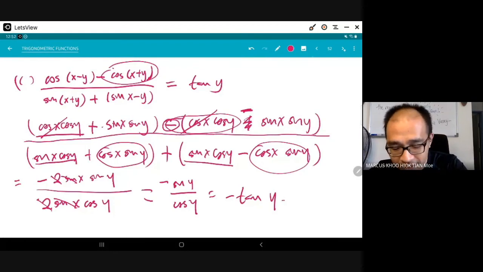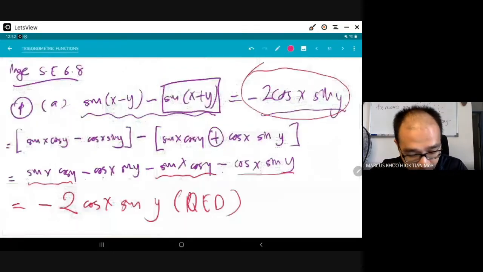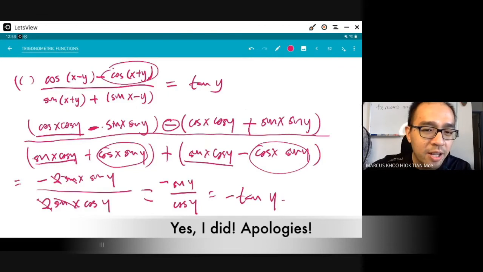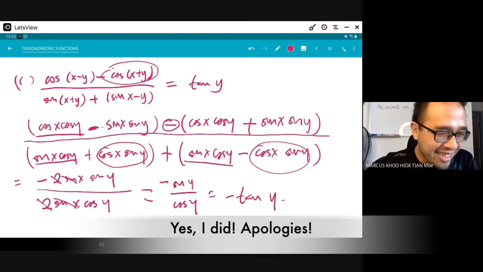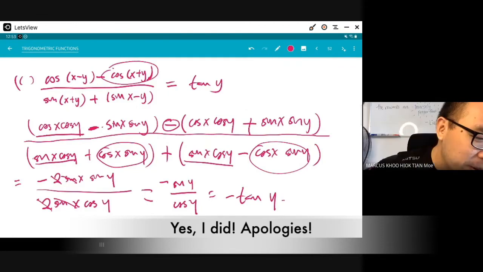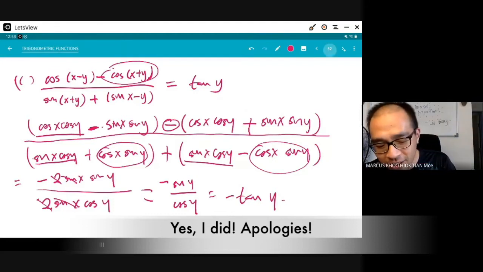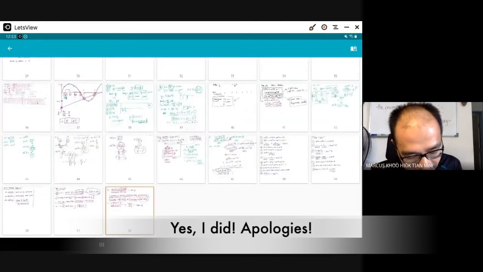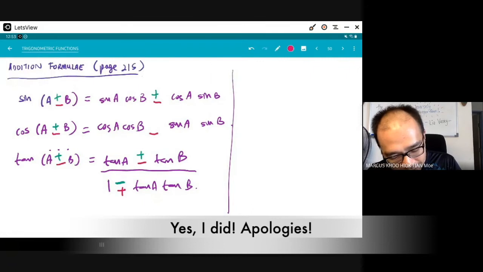Did I copy the wrong formula? Oh, did I copy wrongly? I think so, sir. Oh yeah, you're right. I copied this wrongly. Okay, sorry. So this one should be terbalik.